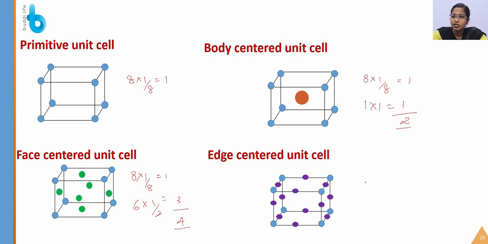And next is the edge centered unit cell. Here also the atoms are present at the corners, so 8 into 1 by 8. And next is the edge center. Totally 12 edge center atoms are there. Contribution is 1 by 4. So totally 3. So totally number of atoms are 4 in the edge centered unit cell.